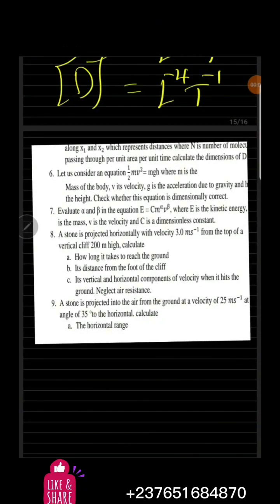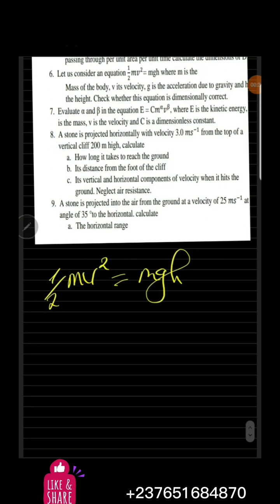So let us continue with this other question, question 6, which says: let us consider an equation half mv squared equals mgh, where m is the mass of the body, v its velocity, g acceleration due to gravity, and h the height. Check whether this equation is dimensionally correct. Okay, let us start. We have half mv squared equals mgh. So let us determine whether the equation is dimensionally correct.